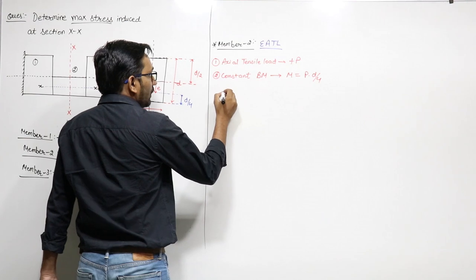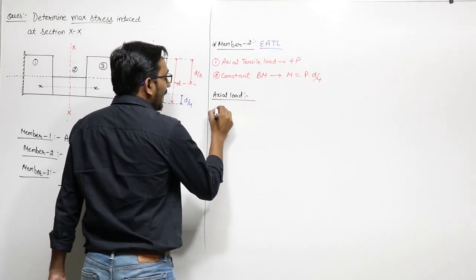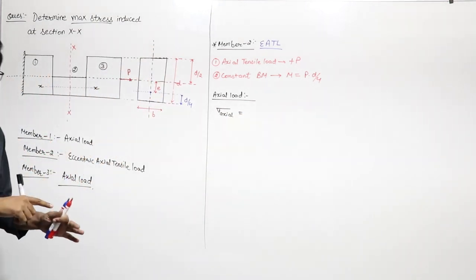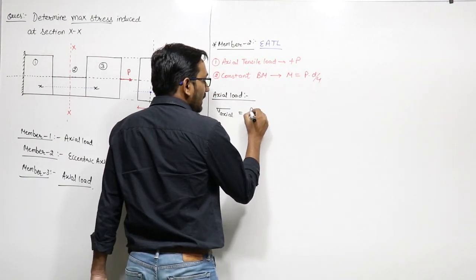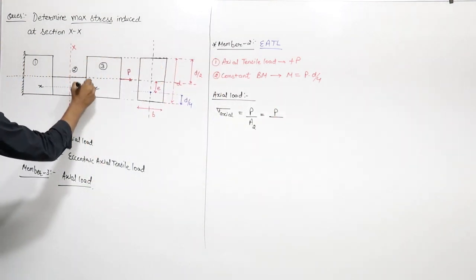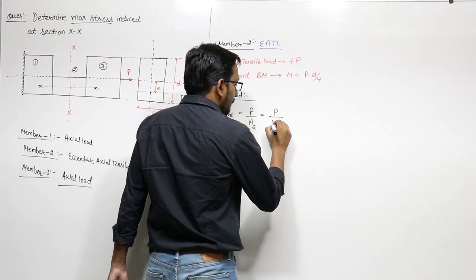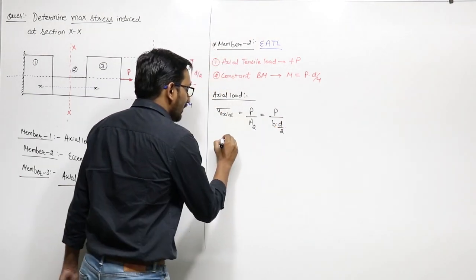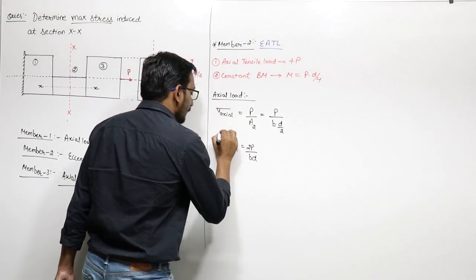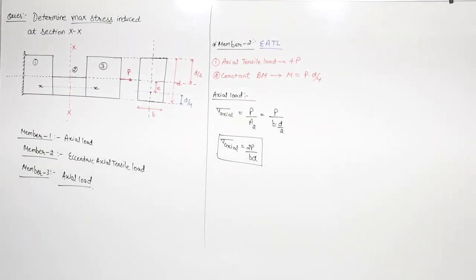So let us solve for axial load. Axial load will give you the axial stress, the tensile axial stress. This formula will be load per unit area of the section, P upon area. The cross section area of this section is width B and height D by 2, so B into D by 2. So the axial stress will be equal to 2P upon BD.